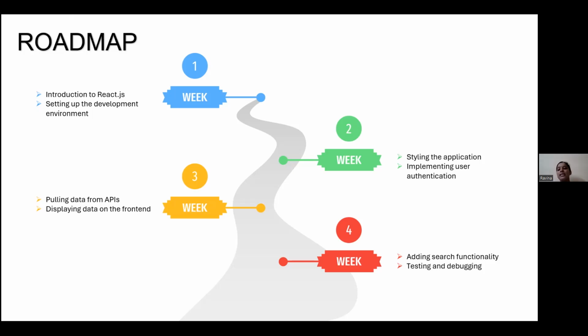In week 4, adding search functionality, testing and debugging. Once we are confident that we can pull data from the API and display it in the front end, we can give the customers the search functionality. As per their wish, they can select this task. And once we are done with these tasks, the testing and debugging can be done.